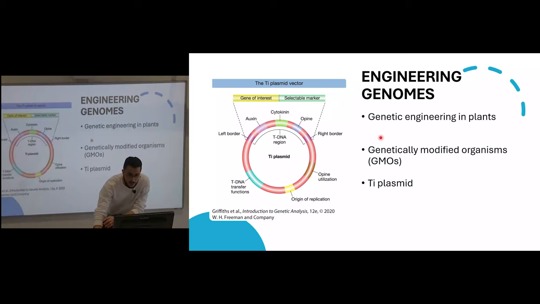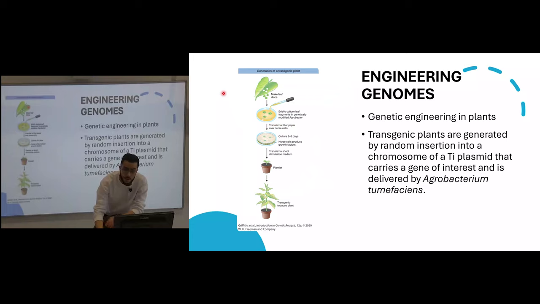So you do the same thing. You cut this plasmid and you add your gene of interest and a selectable marker using the same restriction enzymes. You put that inside the bacteria and then you can infect plants. So you cut pieces of the plant, you infect them using this bacterium called Agrobacterium tumefaciens. And then when these plants start growing, you can transfer them and you have a transgenic plant. This has been used, for example, to improve tobacco plants and pretty much anything.